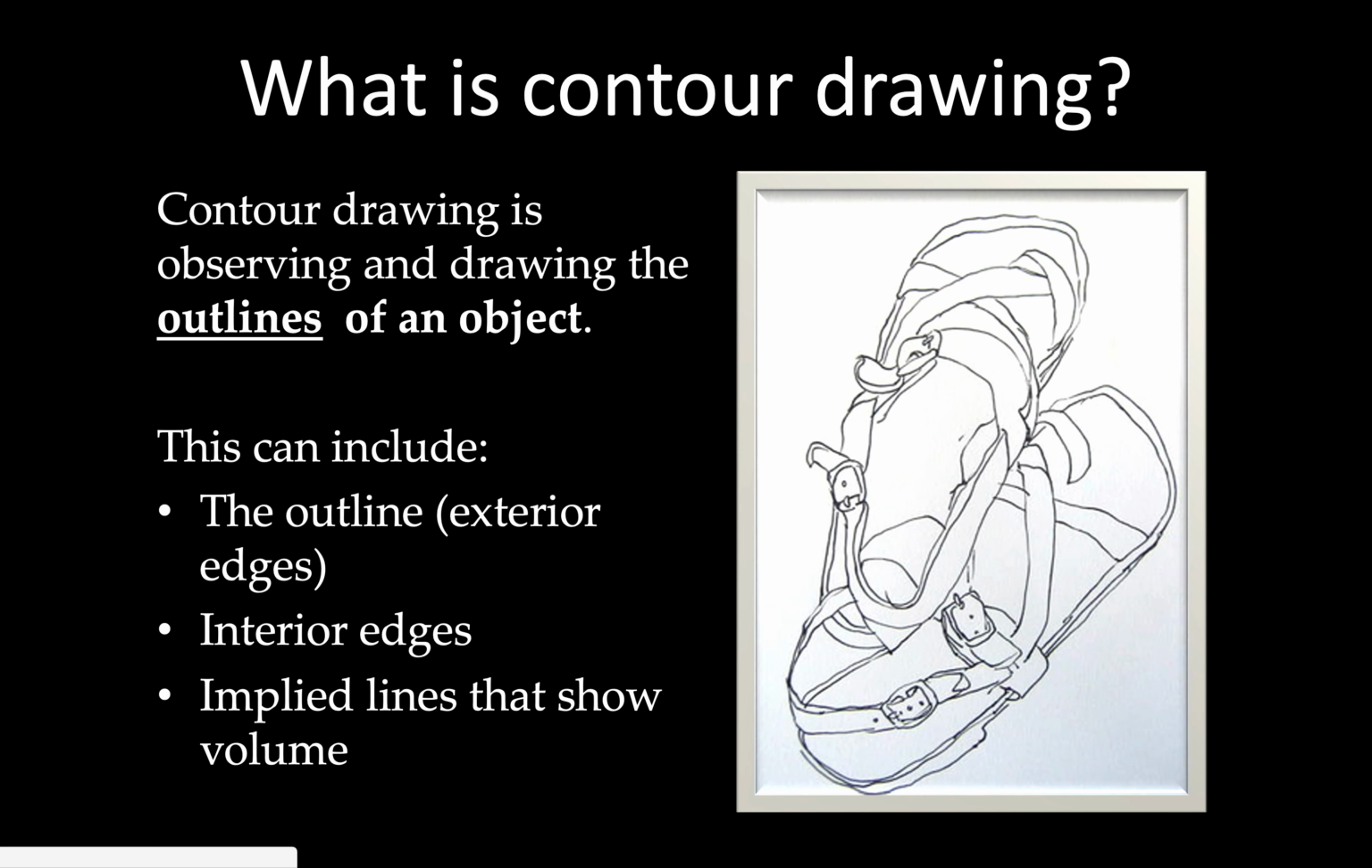So these outlines might include the exterior edges, the outside outline of something, the interior edges. For example, if you look on these shoes here, you'll see these interior contour lines of the straps, and then implied lines that show volume. I'll show you some of those in a slide coming up here. Just as a fun fact, in French, the word contour actually means outline.